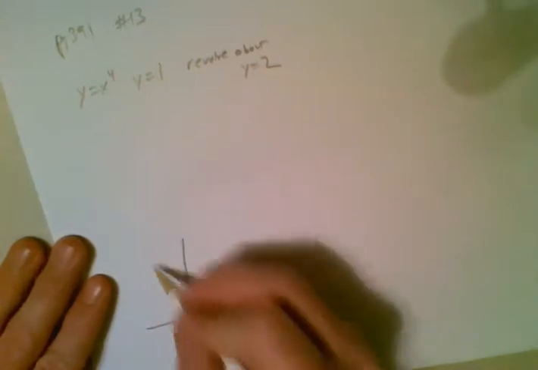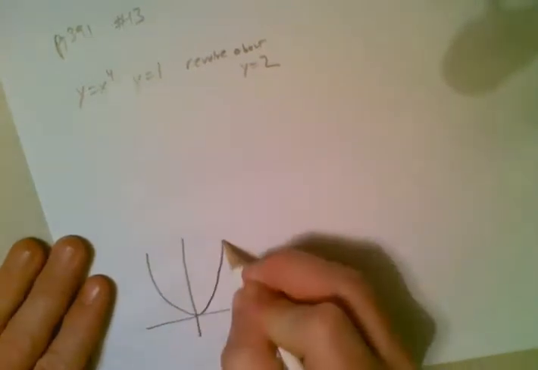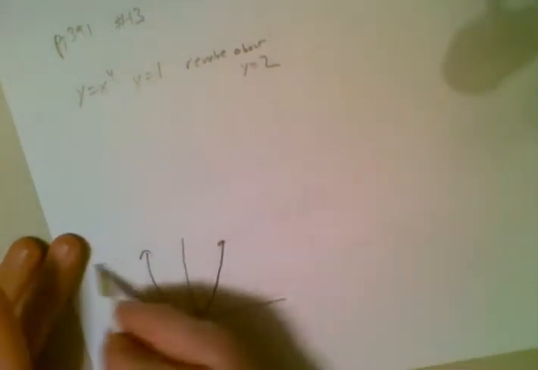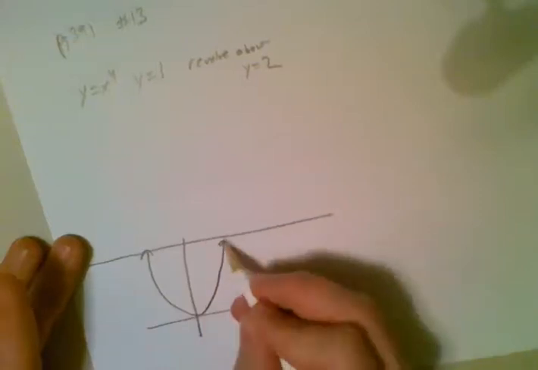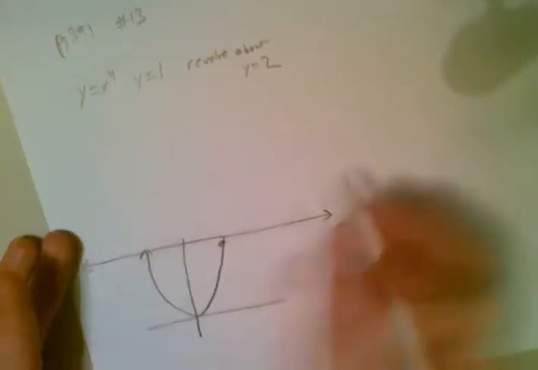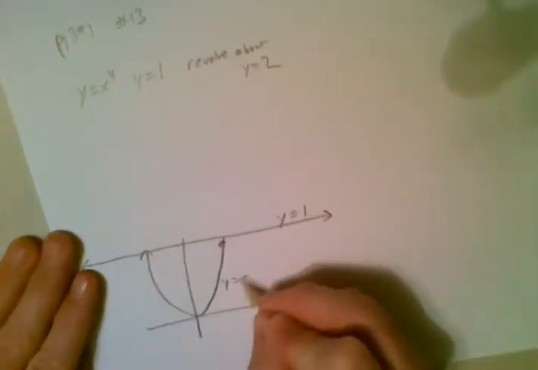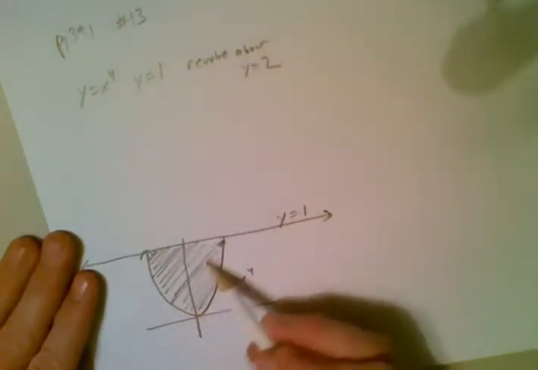Let me just get a rough sketch. y equals x to the fourth, and y equals 1 is up here. It's not drawn to scale, but that doesn't matter. The region bound by those two functions is here. This is the region we're going to revolve.